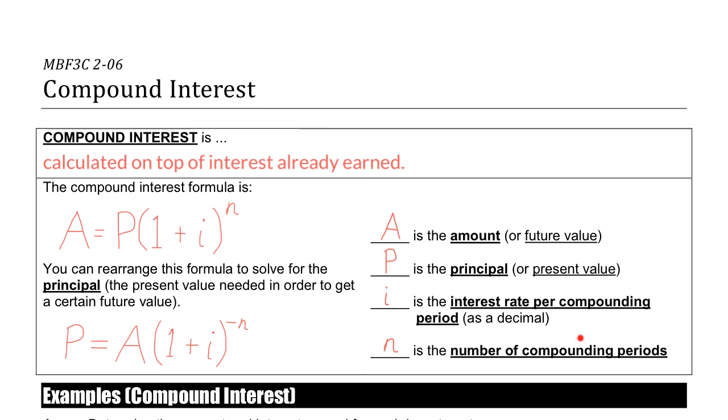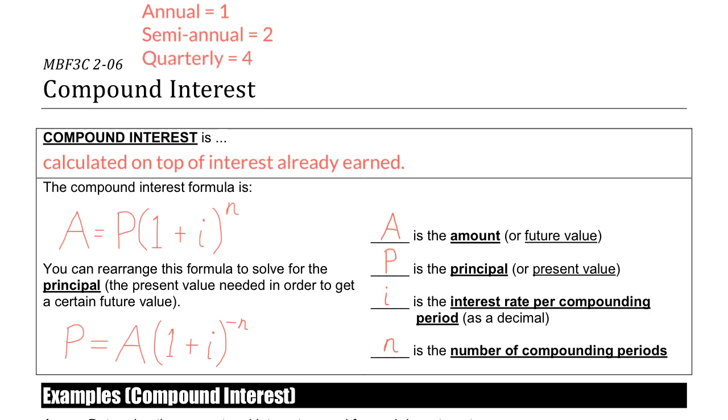Now I want to talk about compounding periods. So compounding periods just means how often the interest is being calculated in a year. And it might be useful to write some of this down. You can have annual compounding. That means it's compounded once a year. You can have semi-annually. That means twice a year.